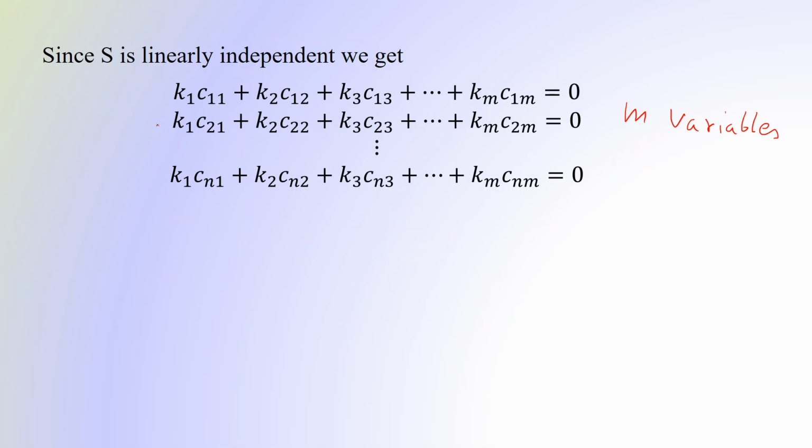And how many equations? Starting with 1, 2, and the last one is n. So n equations. The number of variables, m, is larger than the number of equations. So in that case, a system of linear equations has infinitely many solutions.